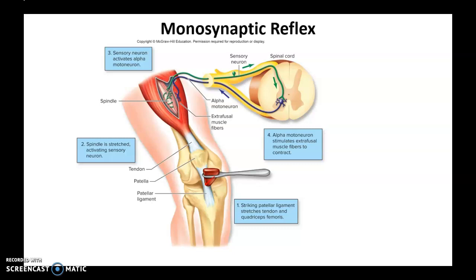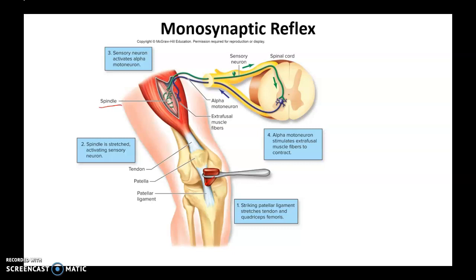Stretch in a muscle is monitored by stretch receptors called muscle spindles. In this diagram, do you see the muscle spindle? Yes, that's a muscle spindle that monitors stretch in a muscle. Okay, so it actually monitors passive tension, that is the tension developed from the muscle being stretched. When a stimulus results in the stretching of a muscle, the muscle reflexively contracts.